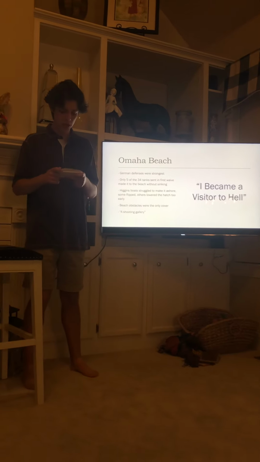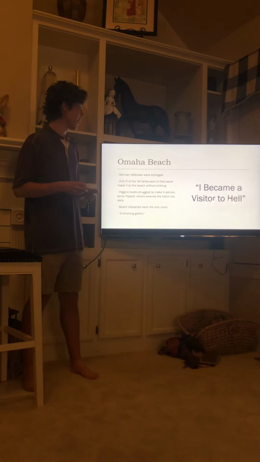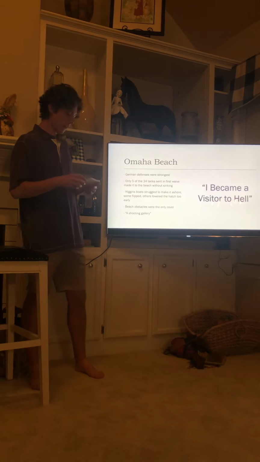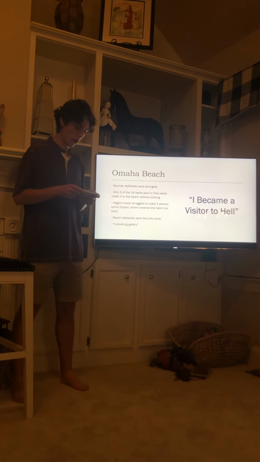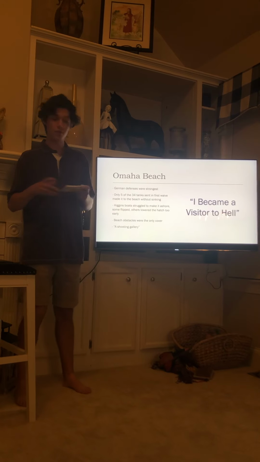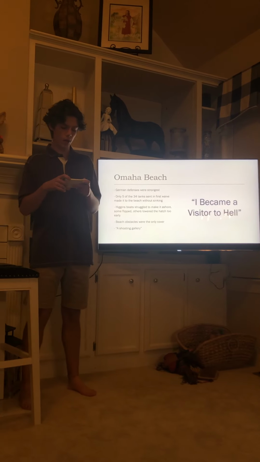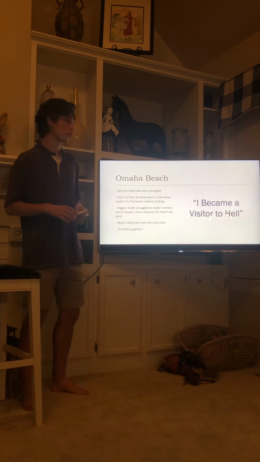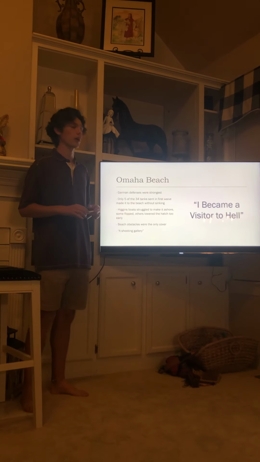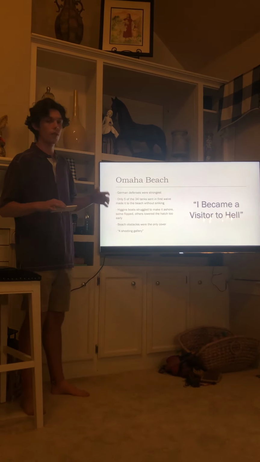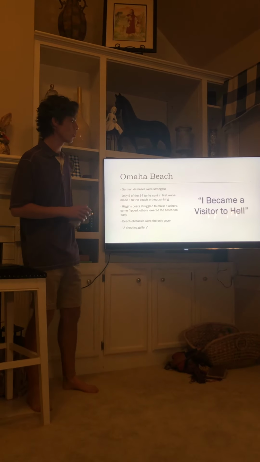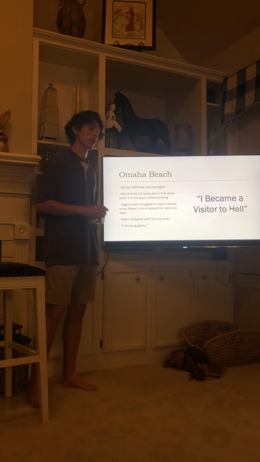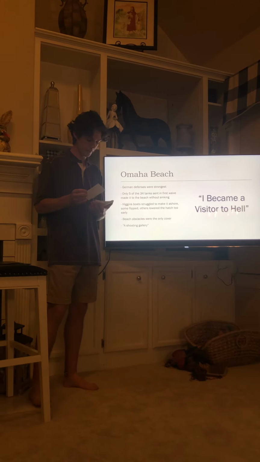Once they got to the beach, there was no cover, only that of beach obstacles. They felt like the bullets were flying from everywhere, and the grenades and mines exploding. There was little tank cover, and the trauma of watching so many die in the first wave was very costly for the American forces. A memoir of one of the soldiers that was a part of the Omaha Beach invasion actually said, quote, "I became a visitor to hell," end quote.